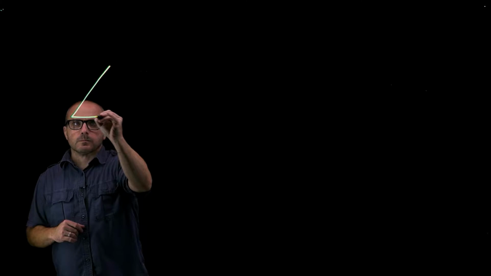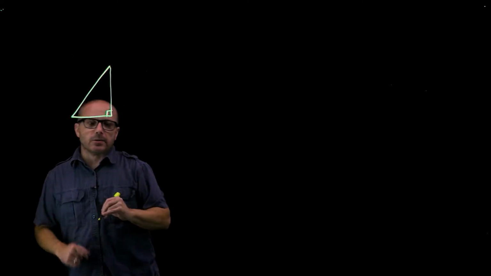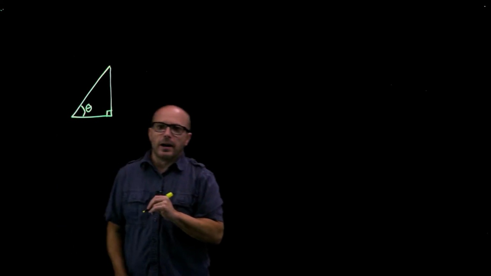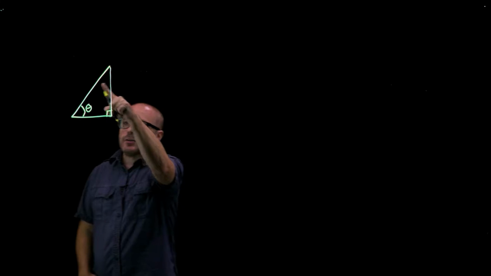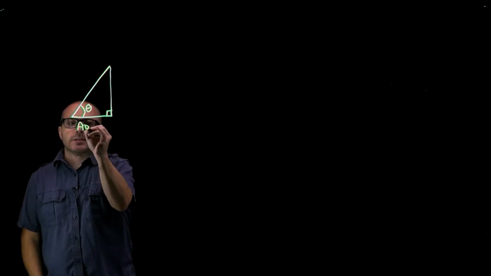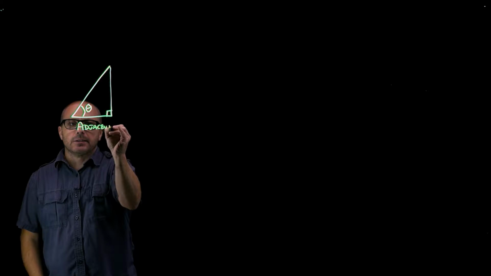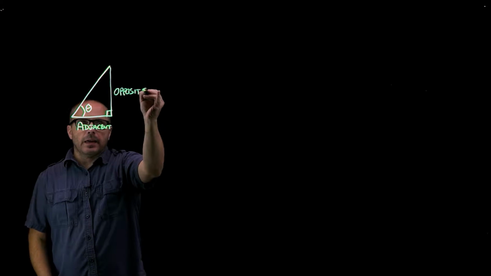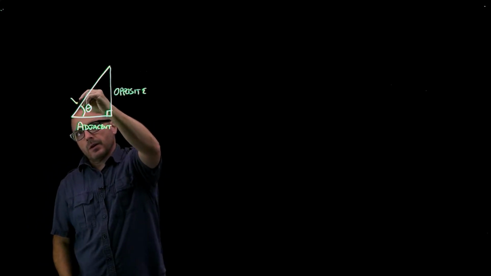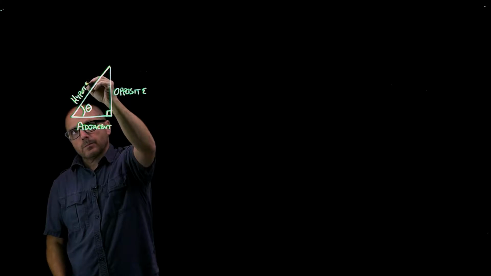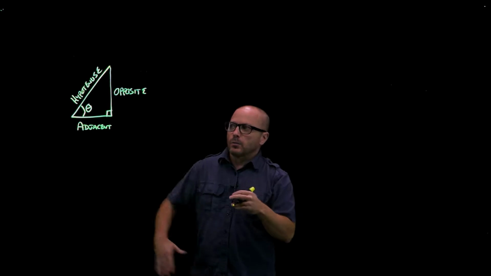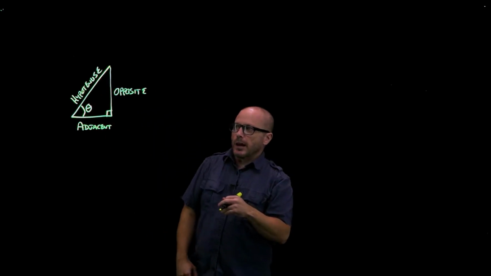So if we take a right triangle and we label one of the other angles theta, then we refer to these sides as the side adjacent to that angle, the leg here opposite, and then the one across from the 90 we call the hypotenuse. And then really the trig functions are just ratios of the sides of that triangle.